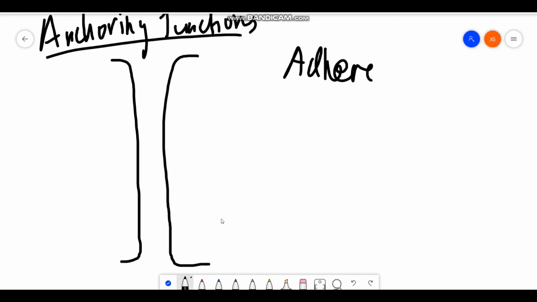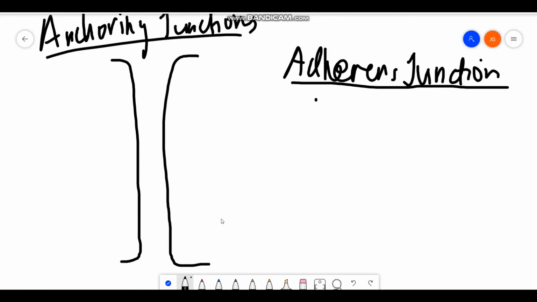Adherens junction on top. Okay, another word for this is the zonulae adherens. So you might also hear it referred to as zonulae adherens. So let's draw them out.